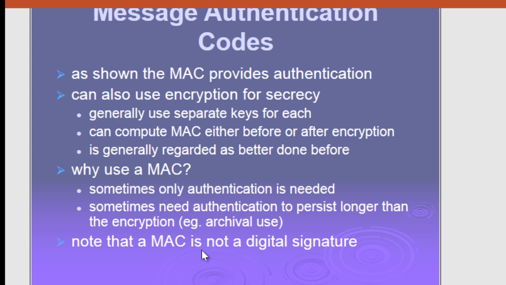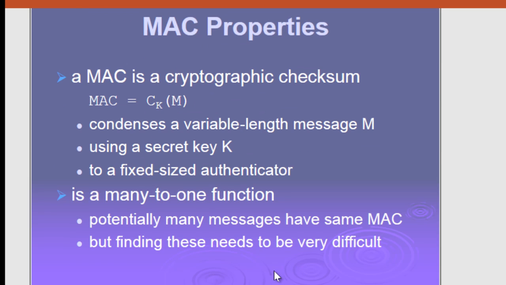One thing is, this MAC is not a digital signature. MAC is just calculating a value for checking whether any modification happened to your message. But a digital signature is identifying a user. So that is the difference. Now let us see the properties of MAC.